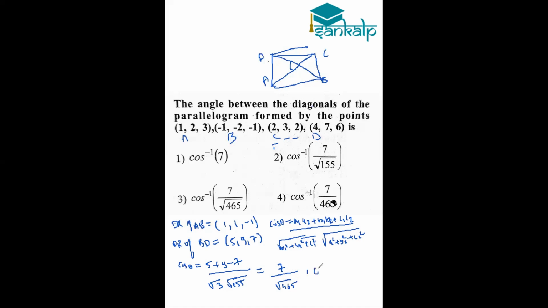Or theta will be equal to cos inverse of 7 upon root 465. So out of the given options, third option is the right option. Option 3 gives us the solution by using the formula a1 a2 plus b1 b2 plus c1 c2 divided by root of a1 square plus b1 square plus c1 square into square root of a2 square plus b2 square plus c2 square.